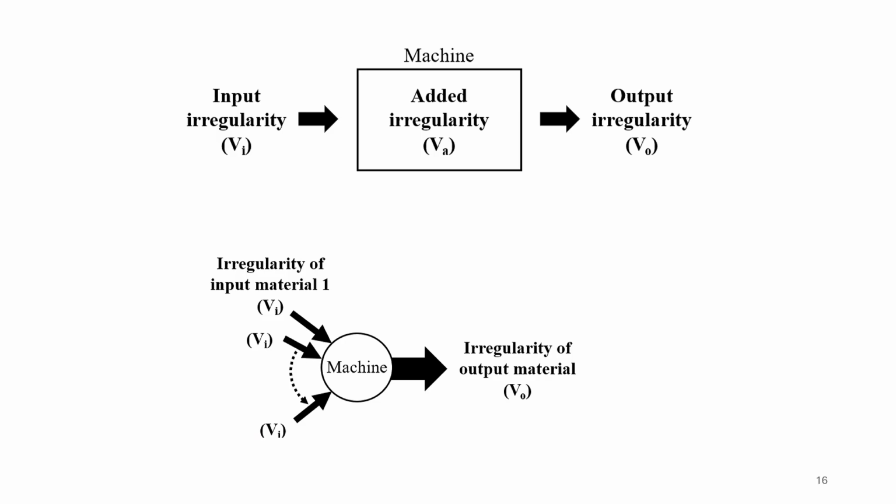Now here you can see in the draw frame, this is the input sliver and the added irregularity V A, and this is V output. Similarly, in the draw frame machine we have a number of slivers added, n such slivers, and then they go to the machine and come out as output sliver.